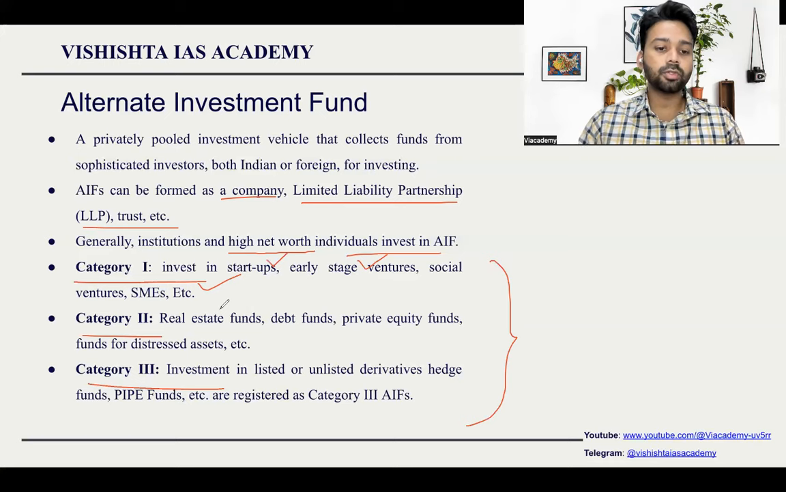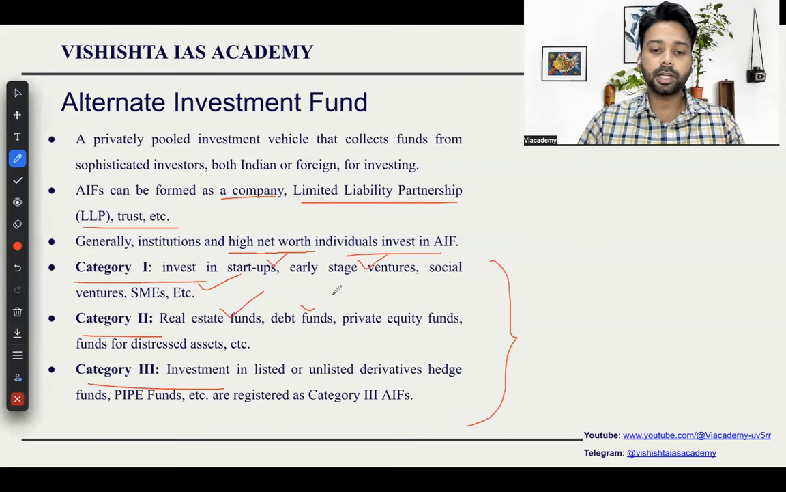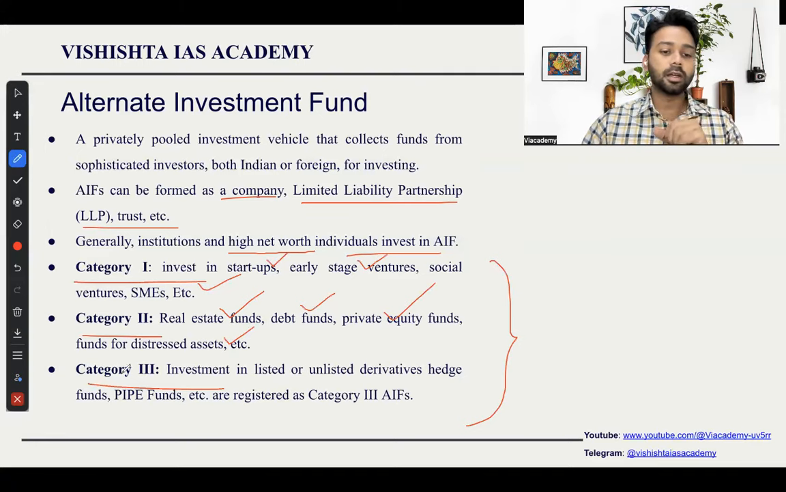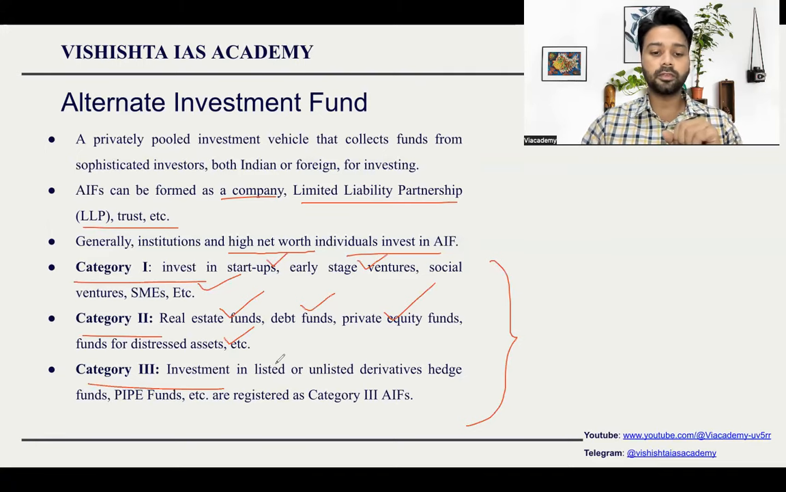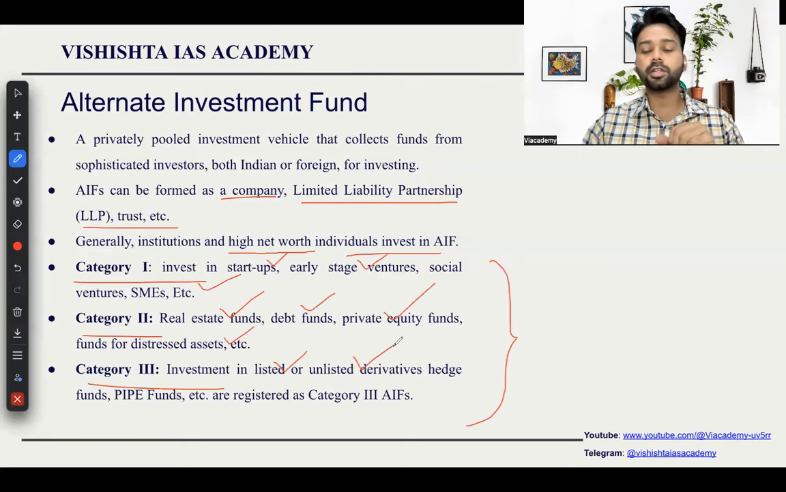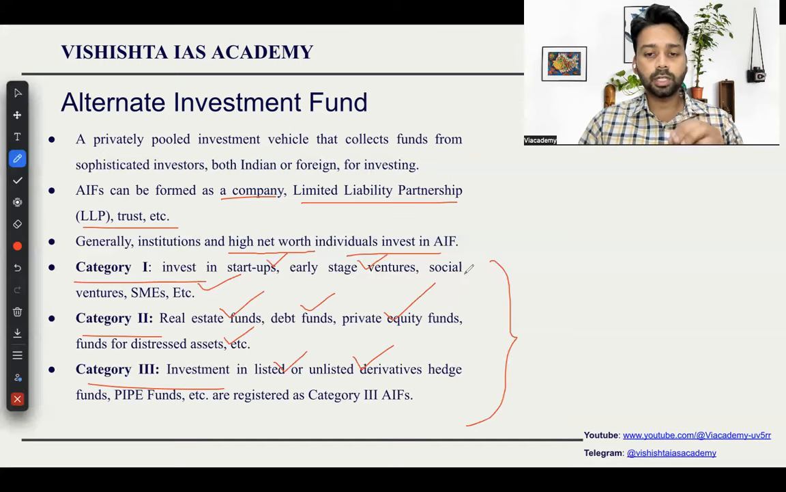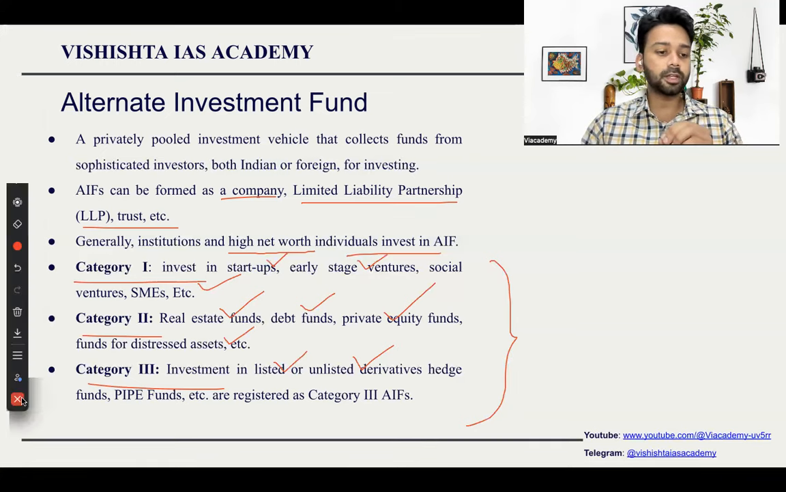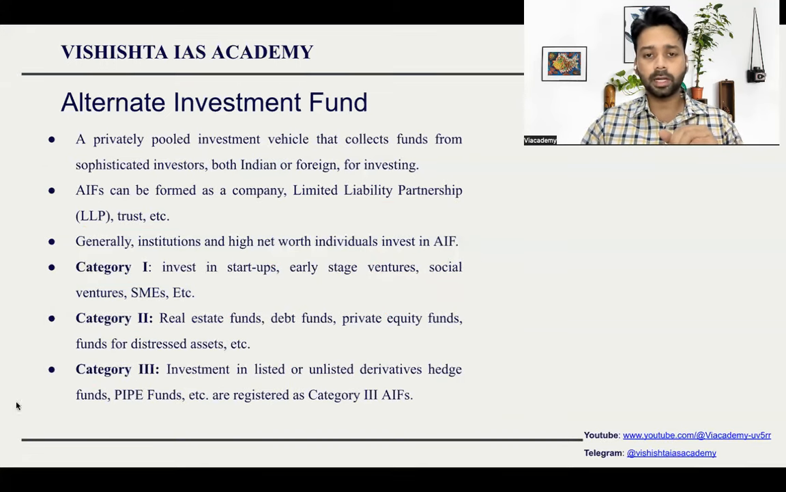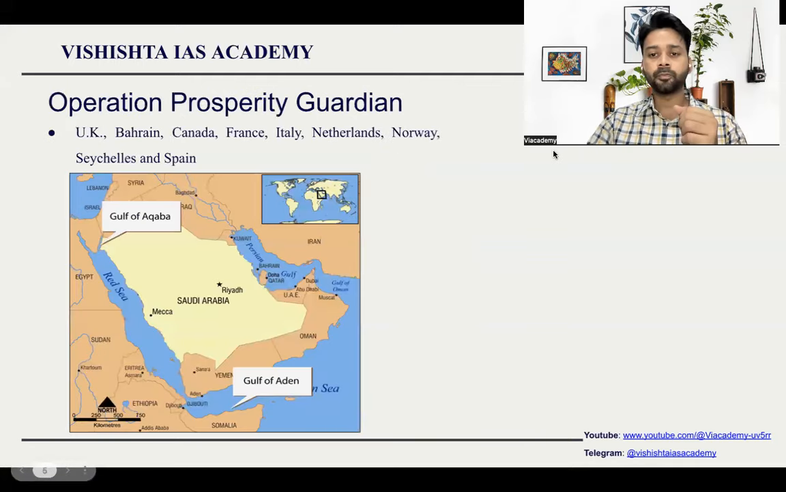In category 2, they invest in real estate fund, debt fund, private equity fund, distressed assets, etc. In category 3, they invest in listed or unlisted derivatives. That is the capital market, hedge fund, PIPE funds, etc. You just need to know the difference between all the three, and then the basics about alternate investment fund. That's all. For prelims, you'll be ready.